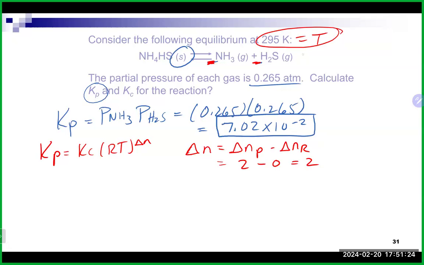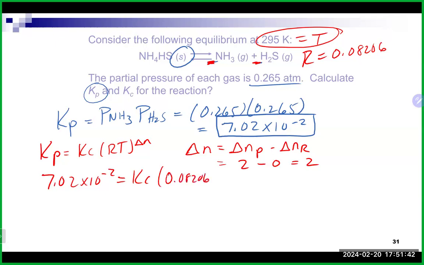Remember, like normal, you always have R. And again, you can use the rounded version of 0.0821 if you like, but I typically use this number. That means in this case, we've got 7.02 times 10 to the minus 2 is equal to Kc times 0.08206 times our temperature of 295, and we're going to square it. Once again, I'm going to take care of what's in the parentheses first.